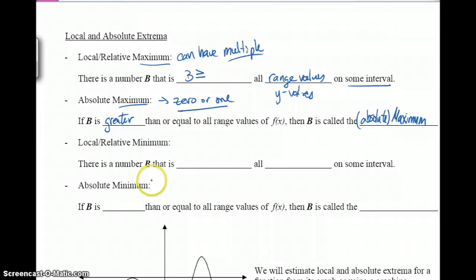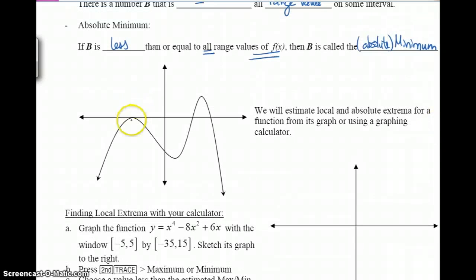Relative minimum is very similar, but in this case we're looking at less than or equal to all range values. If that value is less than or equal to all range values for the entire f of x, we call it the absolute minimum, or just the minimum. We can see for maximum we have two relative, and here's my absolute maximum. For minimum, we have a local min, but no absolute max. Local max here.